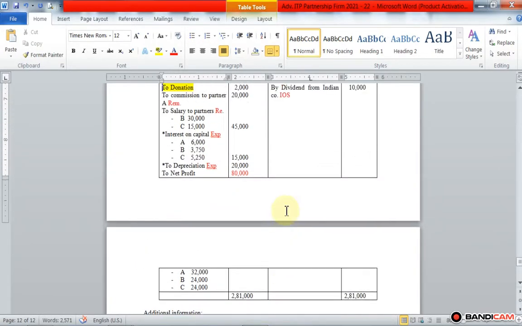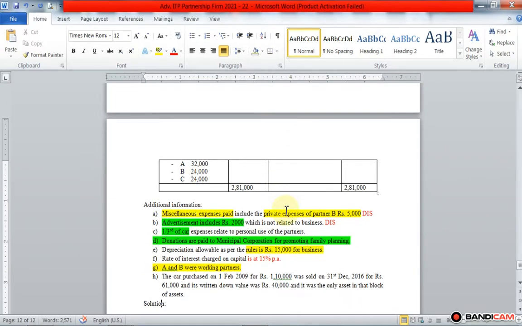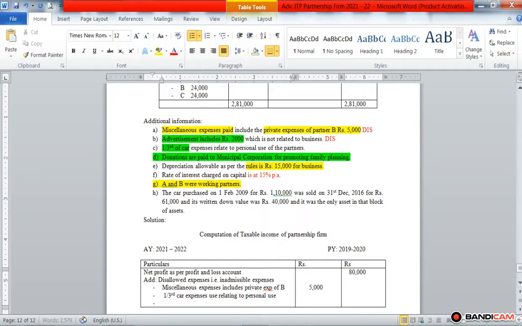Then next, that is car expenses. Additional information is also given on car: 1/3 of the car is used for personal purpose. So 1/3 of car expenses is relating to personal use. How to compute? 1/3 multiplied by 6000. So 2000 is disallowed, amounting to rupees 2000 is disallowed.